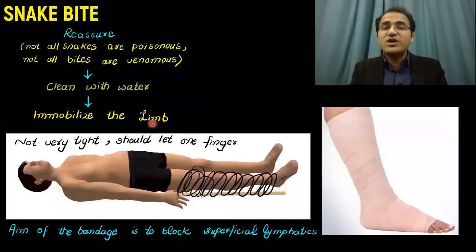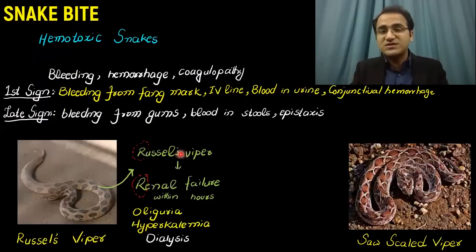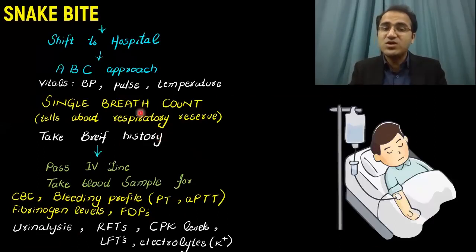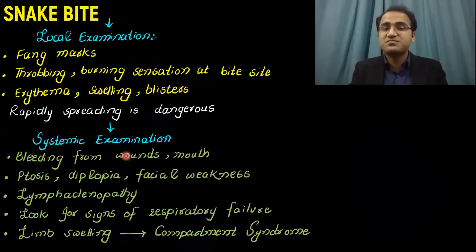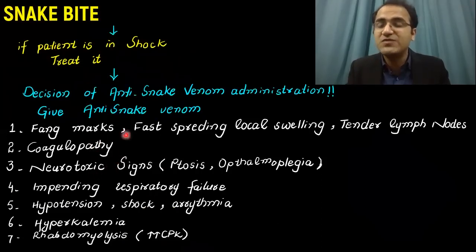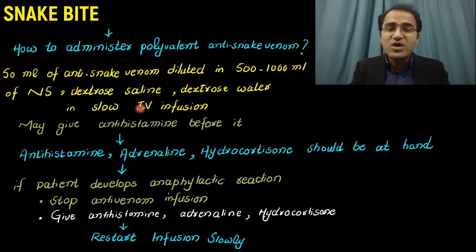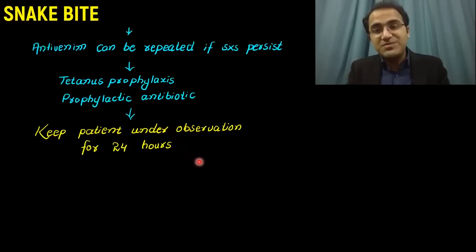In summary, we talked about reassurance and immobilizing the patient. We talked about the types of neurotoxic snake. We talked about hemotoxic snakes. We talked about shifting the patient to the hospital and taking the labs. We talked about the different bites that are venomous and non-venomous. We talked about local and systemic examination. We talked about which patient needs to be given anti-snake venom. We talked about how to give anti-snake venom and how to prevent anaphylactic reaction. We talked about tetanus prophylaxis and antibiotics, and we talked about keeping the patient under observation for next 24 hours.